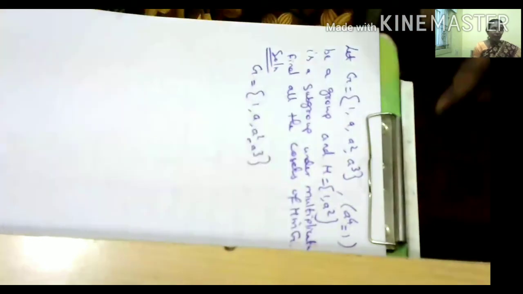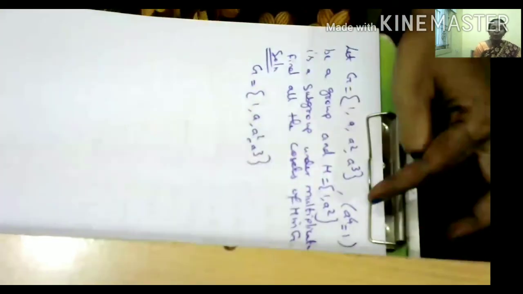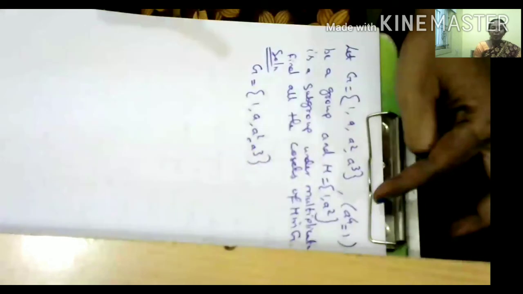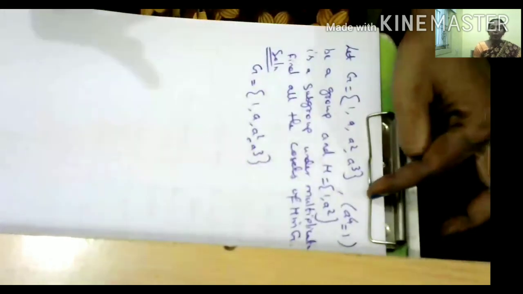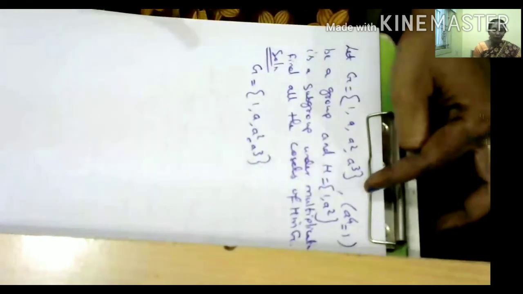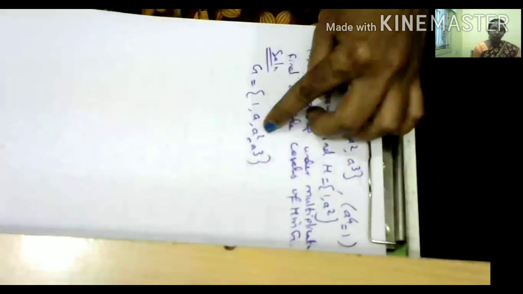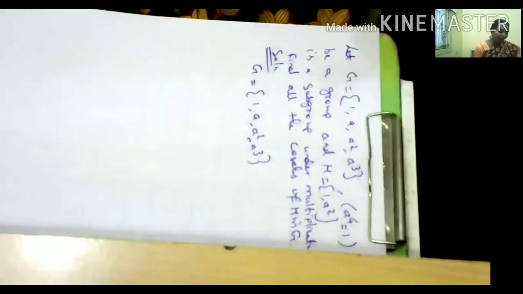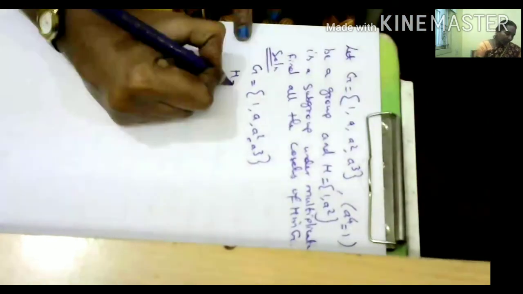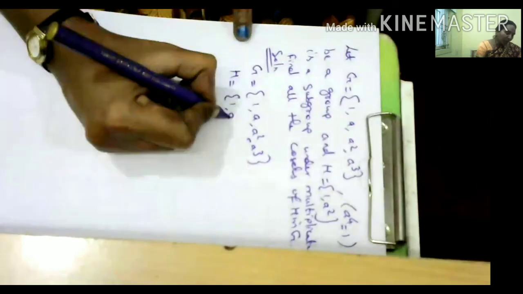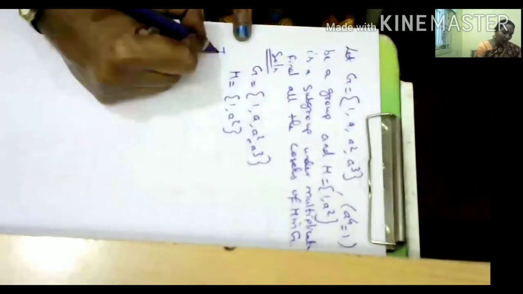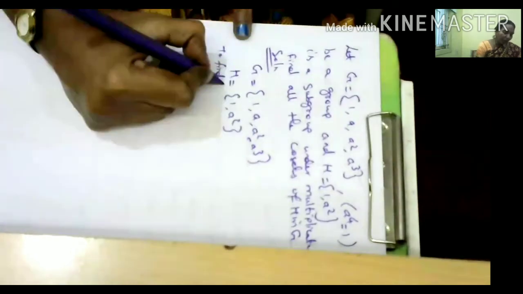Suppose a power 4 equals 1. When we multiply, sometimes we get a power 3 exceeded. Exceeding a power 3, a power 4 comes, so put it as 1. Then a power 5 comes, again a power 6 comes, a square. So again it rotates. Then H is given as 1 comma a square. So first, find the left cosets.